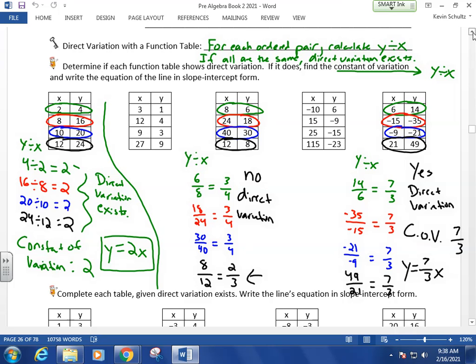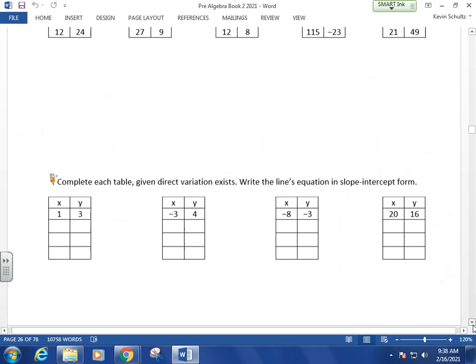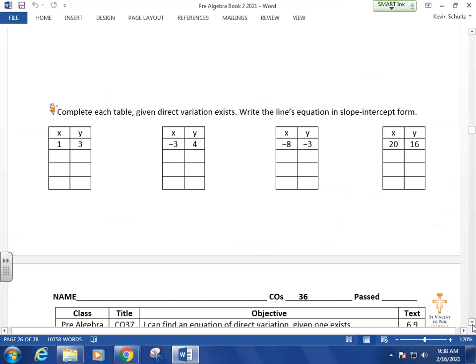Down below, the second part of your homework here, it says complete each table given that direct variation exists. So here we are assuming that it does. Write the line's equation in slope-intercept form. So this first one, I've given you one ordered pair, 1, 3. Now, assuming that direct variation exists, give me a possible second ordered pair that could be part of this relation.